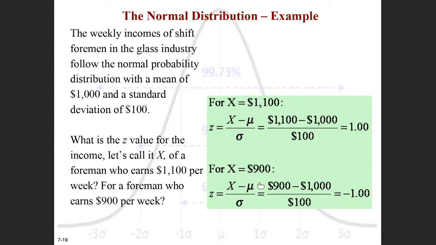When X equals 900, we have 900 minus 1,000, the mean, divided by the standard deviation, the 100, equals minus 1. So what does minus 1 represent? I'm not interested in the skewness. There's no skewing here. What does the number minus 1 represent? I just told you what 1 represented. What does minus 1 represent?